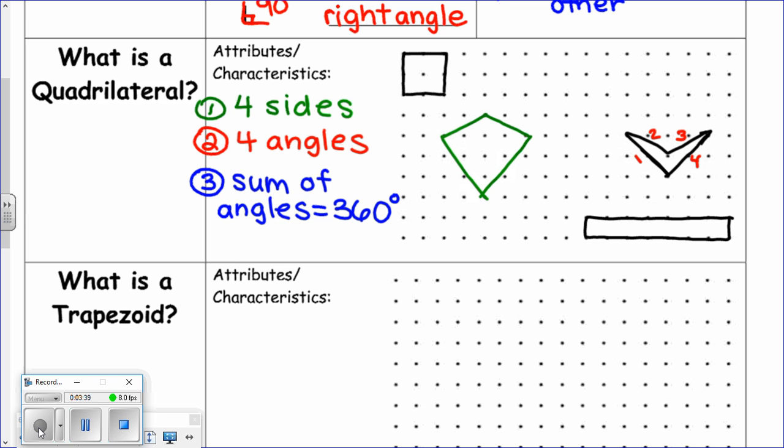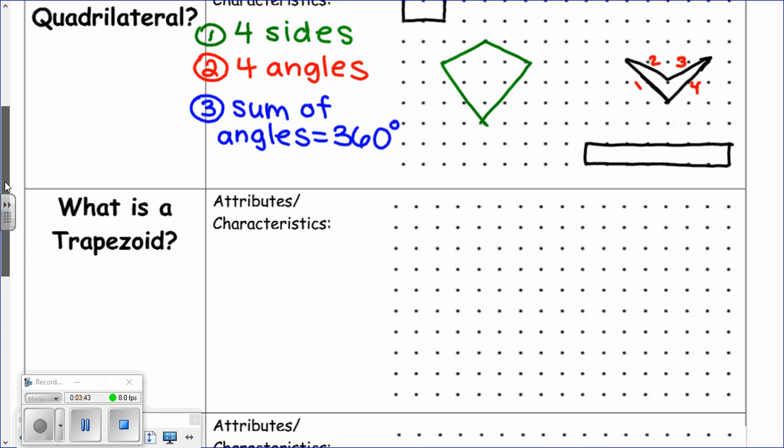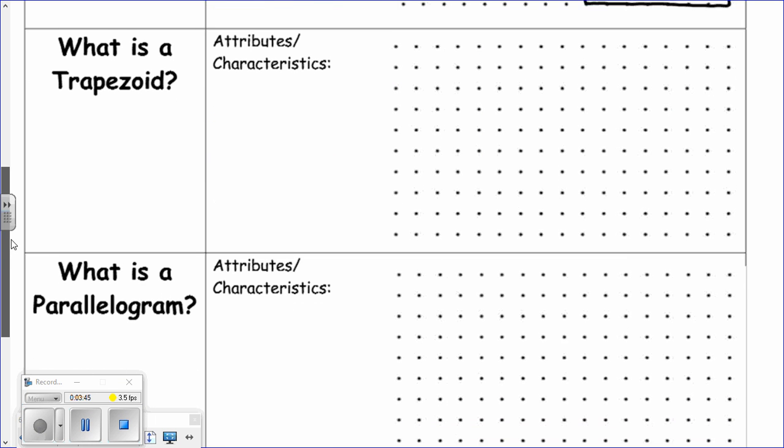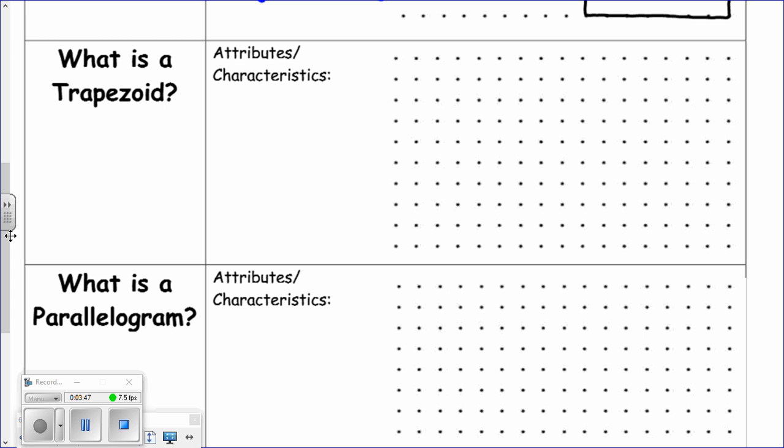All right, so now let's take a look at another type of quadrilateral. This type of quadrilateral is called a trapezoid. A trapezoid is special because it's a quadrilateral, which means it has 4 sides. But when you are considered a trapezoid, that means you only have 1 pair of parallel sides. So remember, pair means 2. So that means we have 2 sides that are parallel and 2 sides that are not parallel.